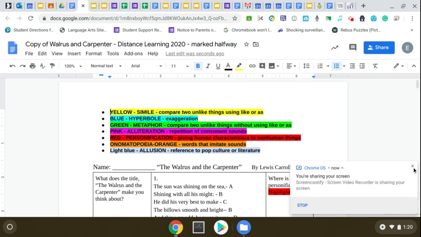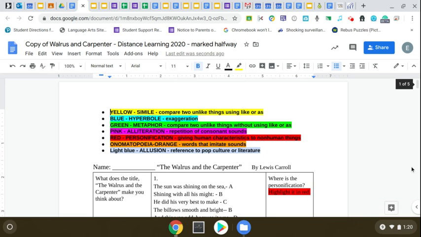Hi, everyone. So, you watched the slides about the walrus and the carpenter, you've listened to the poem, and the next thing we're going to do is work together to mark some of those poetry terms we've talked about, okay? I'm going to do this halfway with you, and then I'd like you to try to finish. Okay, so here we go.